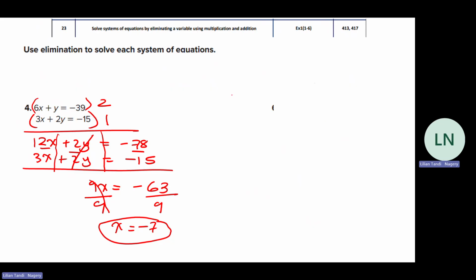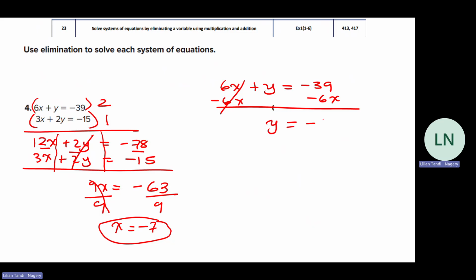I'll use the first equation. 6x plus y equals negative 39. I want y. 6x minus 6x, this goes away. Y equals negative 6 times x minus 39. Negative 6 times negative 7 minus 39. This is positive 42 minus 39.